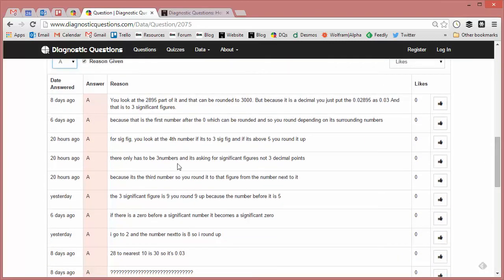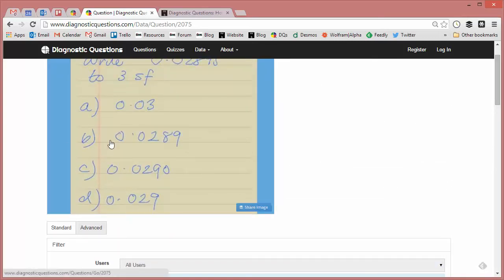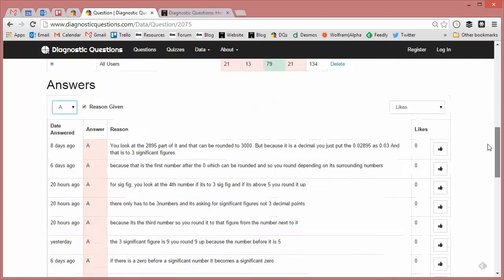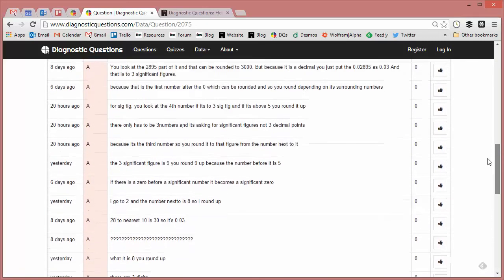There only has to be 3 numbers in it, and it's asking for significant figures. So the answer must have 3 numbers in it, and the only ones that have got 3 numbers in it are 0.03 and 0.029. So they've gone for A, rounding it up. So you get a real insight into why students have selected those answers. You don't just have to guess.